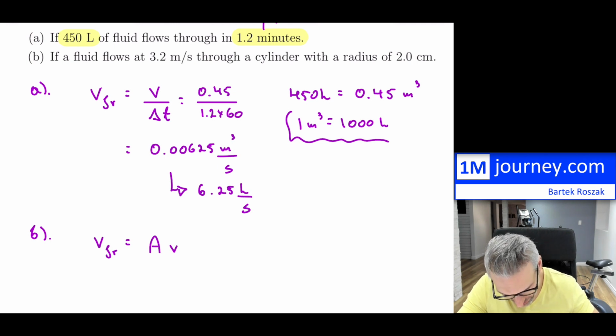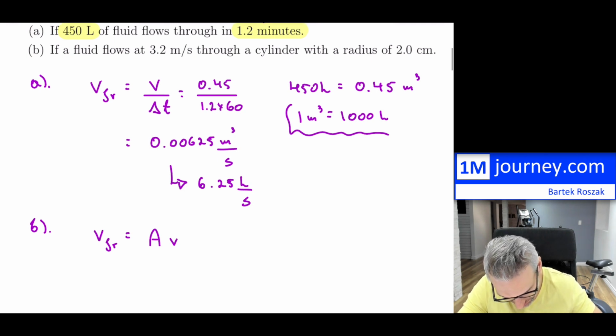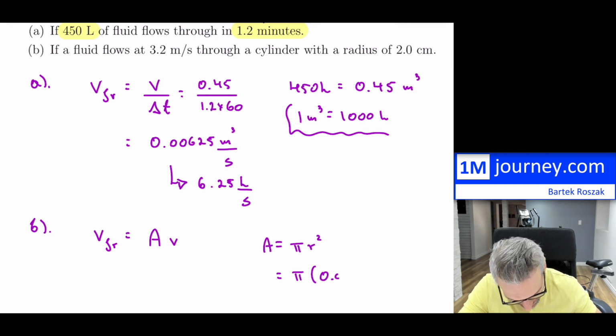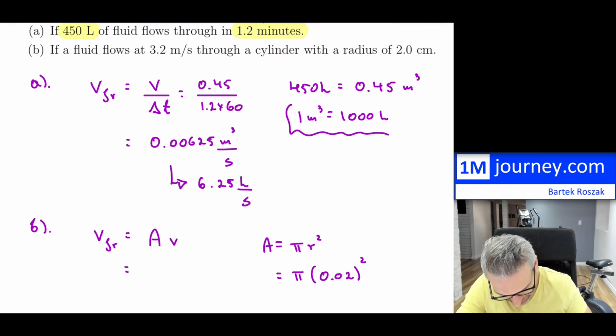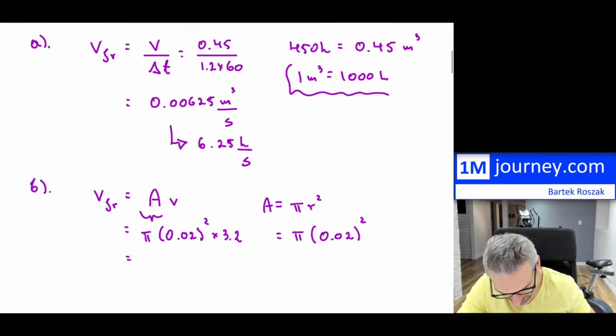Speed is given, area is not, but we know that it's a cylinder. That means the area is going to be pi r squared, which is equal to pi. Notice the radius, I'm going to change back to meters. Now I can substitute everything back in here. So that's my area right there. I'm going to write it as it is and then multiply everything at the end. My speed is 3.2.